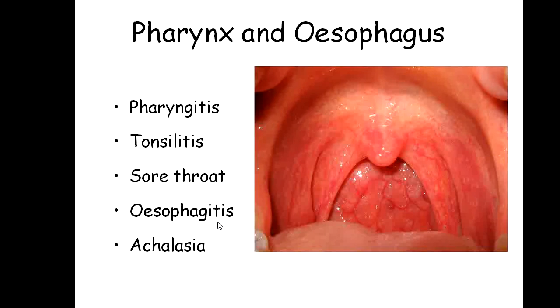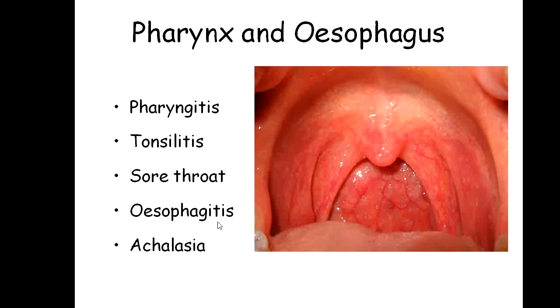Echalacia. Echalacia is the condition in which the cardiac sphincter is unable to get opened by coming in contact with the bolus, when this is the normal procedure. When the bolus comes in contact with the cardiac sphincter, the sphincter which leads to the stomach, that is called cardiac sphincter.